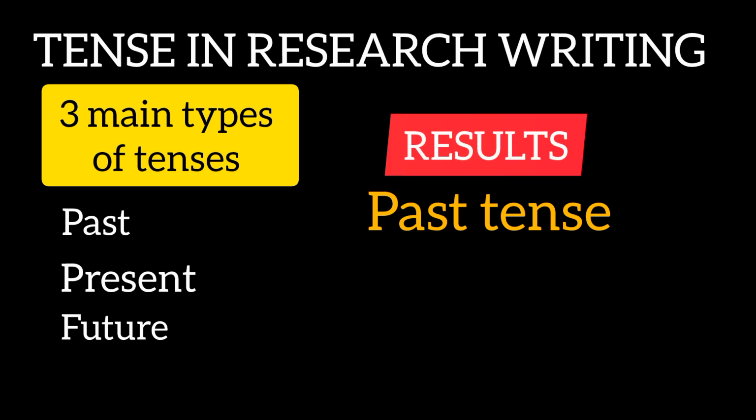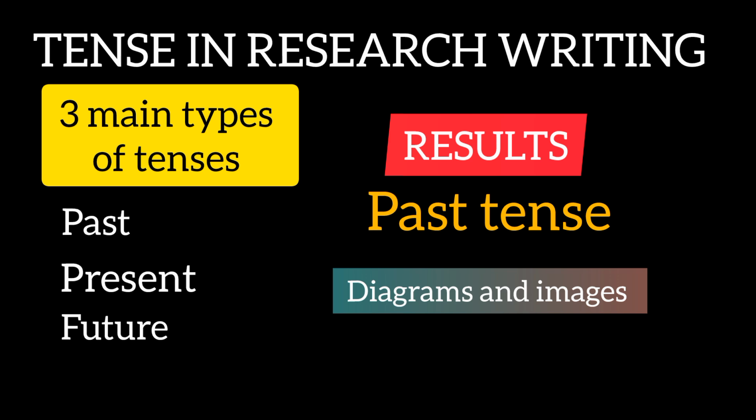The results section of the research paper will use the past tense. For example, the results indicated that 6 out of 10 boys smoked marijuana in 2024. However, in the results section, when you are describing the diagrams or images that you have used in your paper, use the present tense. For example, Figure 1 shows that females perform better than males. Table 2 indicates that there is no relationship between X and Y.